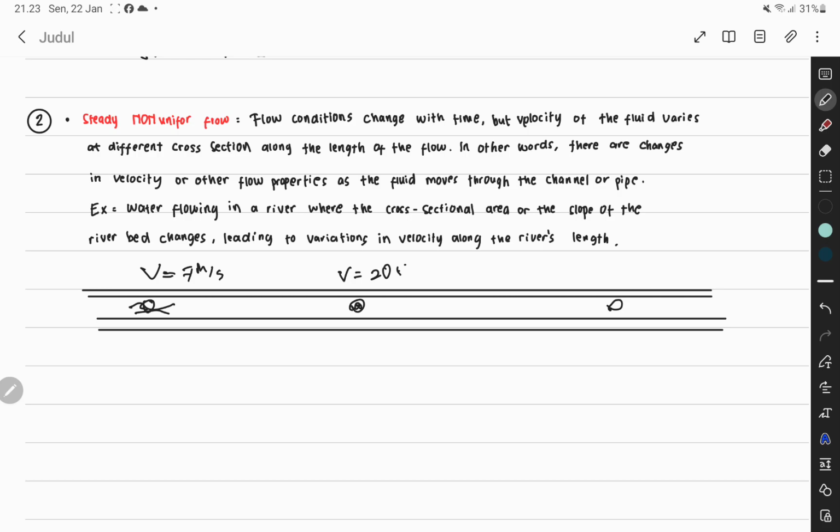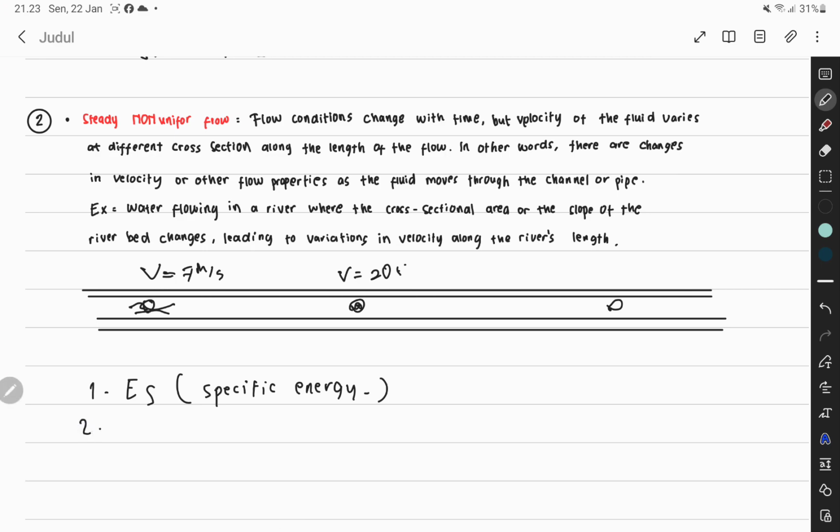And in steady non-uniform flow there are three fundamental things. The first one is called ES, or specific energy. Specific energy in a channel section is defined as the energy per pound of water at any section of a channel measured with respect to the channel bottom.